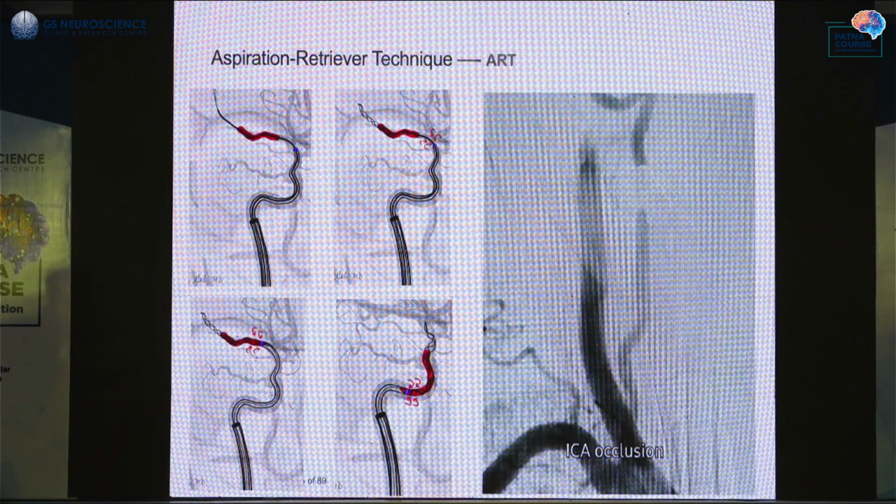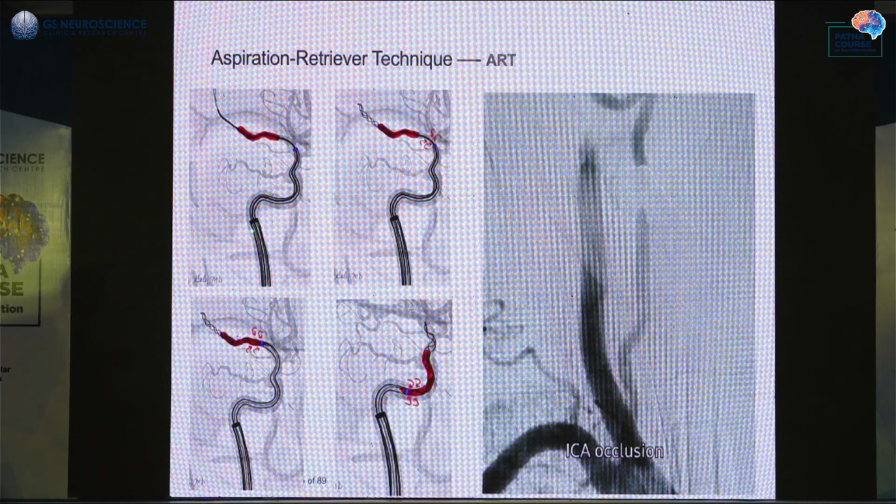Now coming to the different combination techniques. So the first is the Solumbra. You can see the ART technique in which you place the long sheath or balloon guide, then advance the aspiration catheter or intermediate catheter as a triaxial system. Then you cross the microcatheter and wire. Then you advance the aspiration catheter. Once blood is not coming from the aspiration catheter, you suck it out inside the long sheath, like in this case.